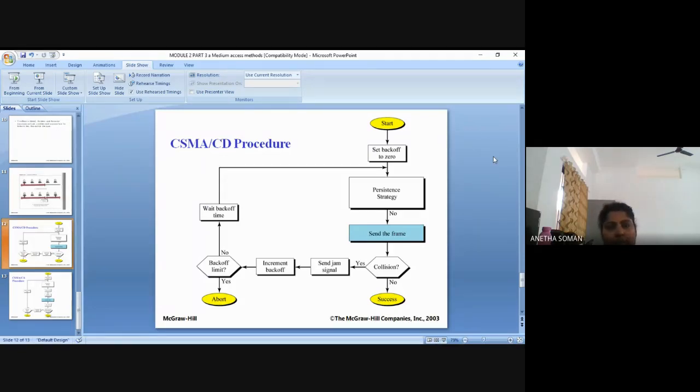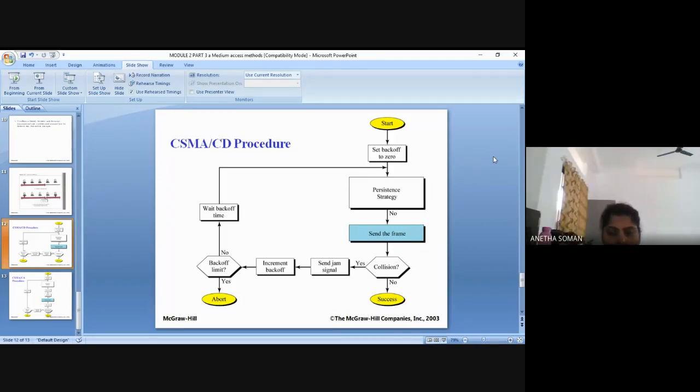Exponential back off method. Now, what is this exponential back off method? In the exponential back off method, the station waits an amount of time between 0 and 2 power n times the maximum propagation time. Here, the maximum propagation time is the time that is required for a bit to reach the end of the network. So the total back off time should be between 0 and 2 power n times the maximum propagation time.